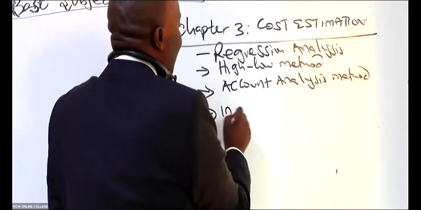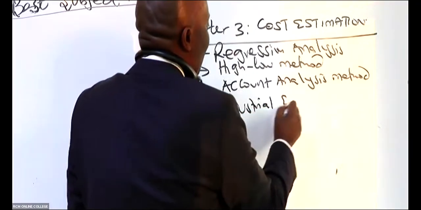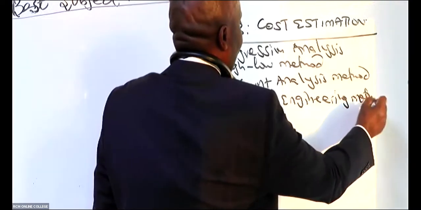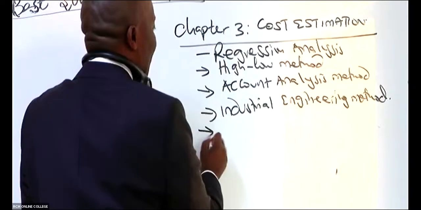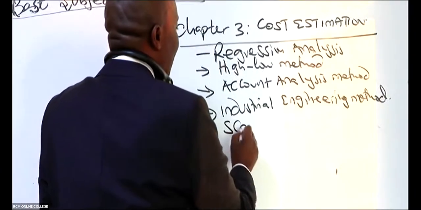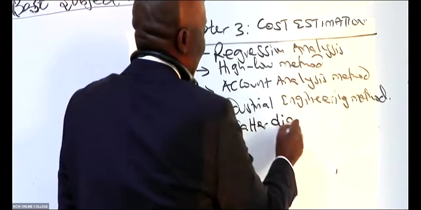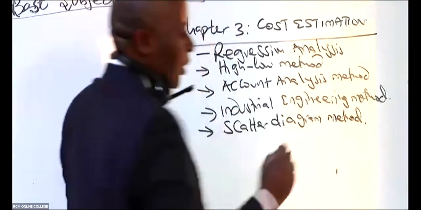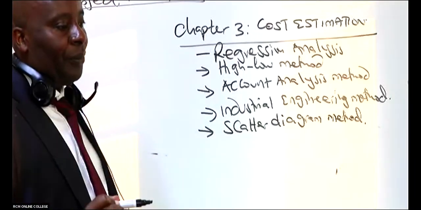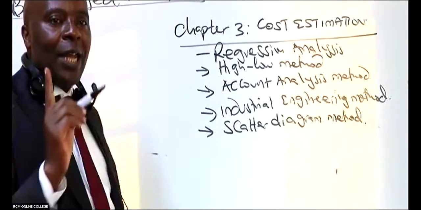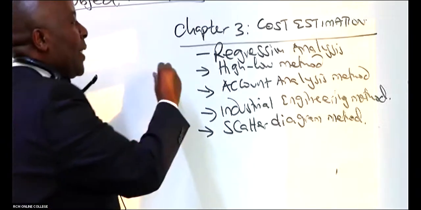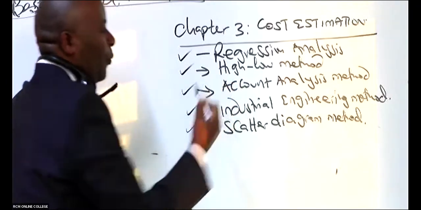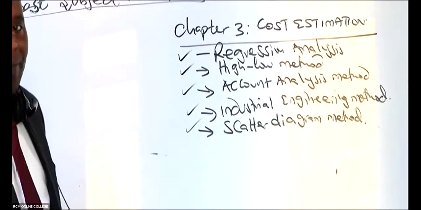Number 4, we have industrial engineering method. And then number 5, we have the famous scatter diagram method. So by the end of this session, all of us shall be very good in analyzing each one of the following.